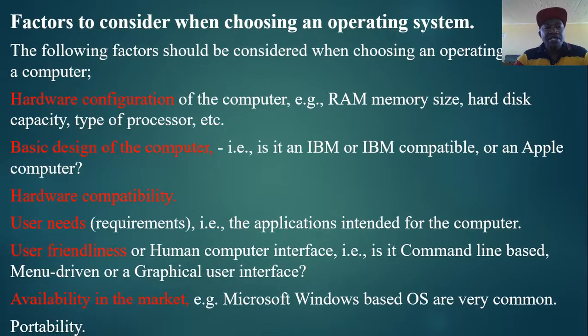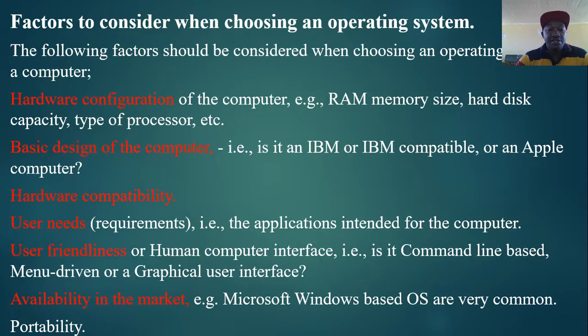Then, what are the factors to consider when choosing an operating system? The first one is hardware configuration. When you talk about hardware configuration, remember hardware, these are the physical and tangible parts of a computer. So hardware configuration, you're talking about the memory size, the hard disk size or capacity, type of processor, the model of the computer, whether it is Macintosh or the others. Then we have a basic design of the computer.